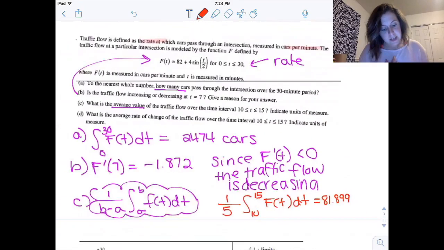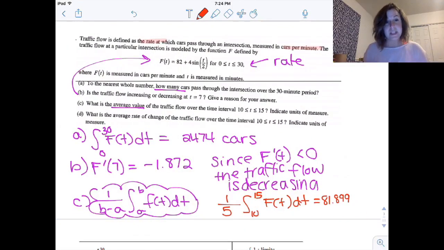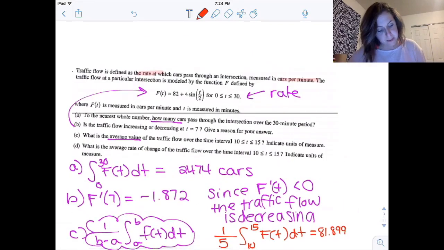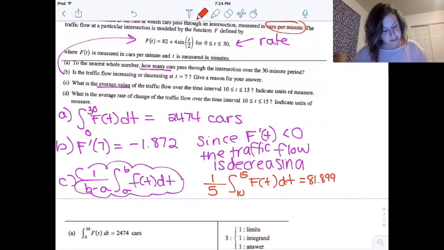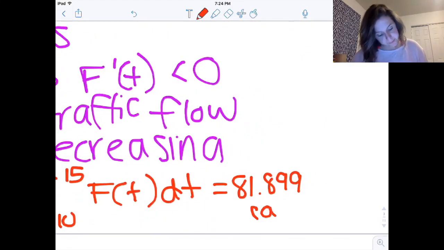And what are the units of traffic flow? Because that's really what this is. The units of traffic flow are, look back at the problem, cars per minute. So this is the cars per minute.